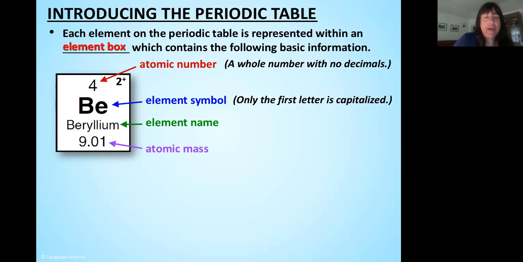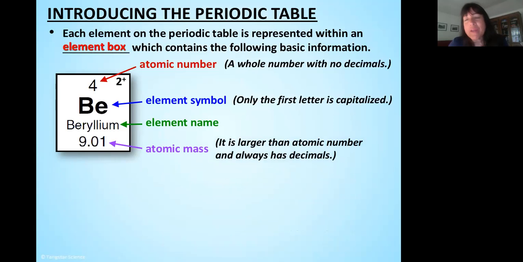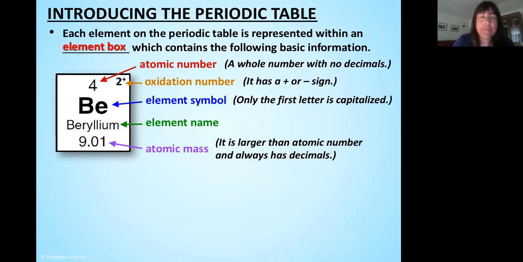And the atomic mass is always larger than the atomic number, and it always has decimals, okay? Atomic mass, atomic number. Don't get those two mixed up. And last of all, not every time, but some of the periodic tables will have an oxidation number on it. All that means is beryllium usually forms something with a +2 charge. We're going to touch on that today, but go into that a little bit more later. It's always a positive or negative sign. If things gain electrons, then it would be negative.